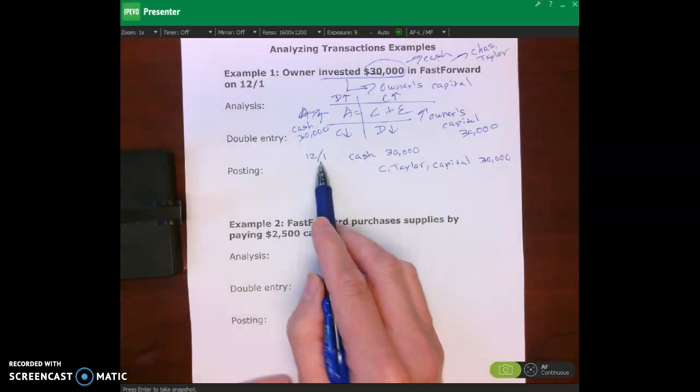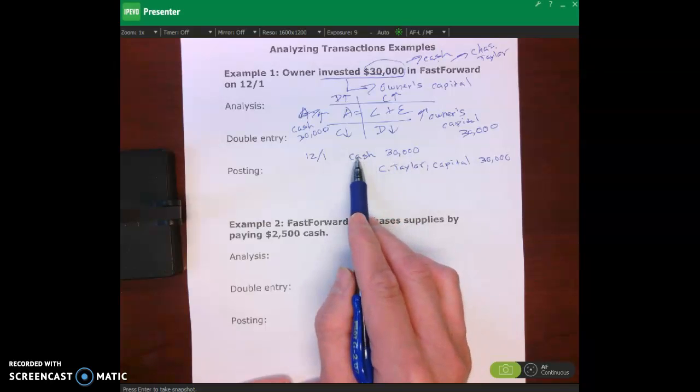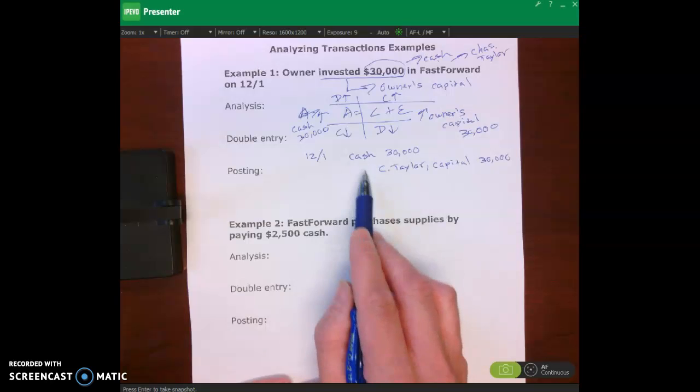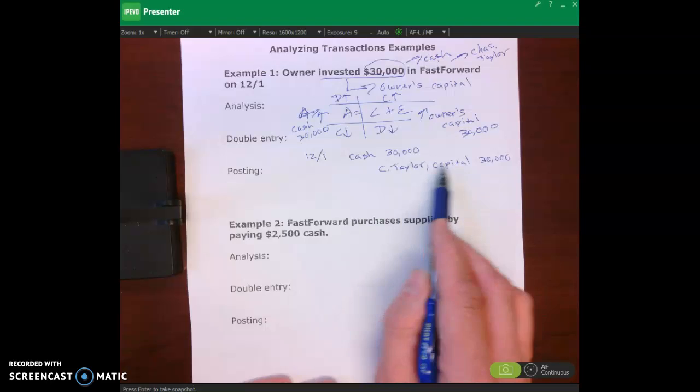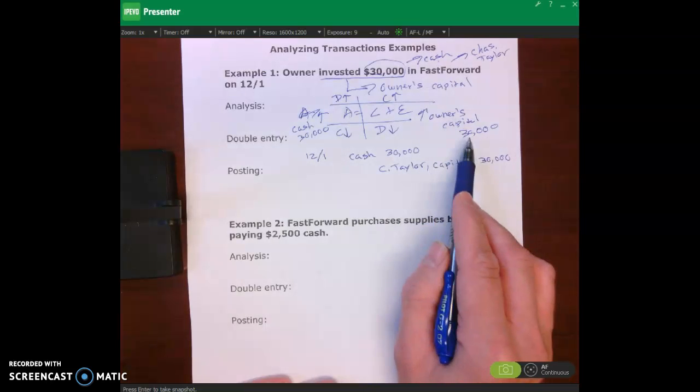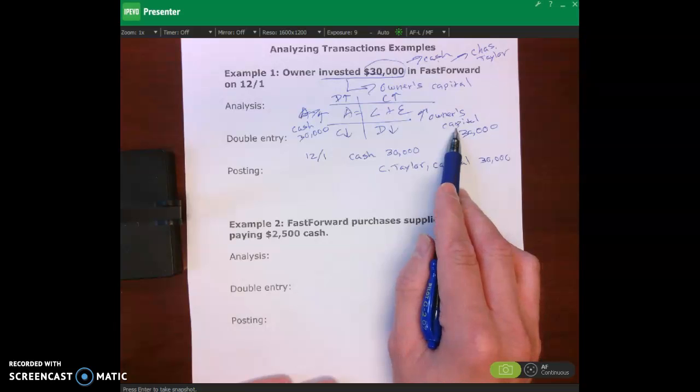So I write the date, and I debit cash, and I write cash, $30,000. I don't have to write debit. I can just show my debit by starting there, and then I indent and show my credit to C. Taylor, Capital. Why is it a credit to capital? Because the way I increase owner's capital is with a credit. Why do I increase owner's capital with a credit?